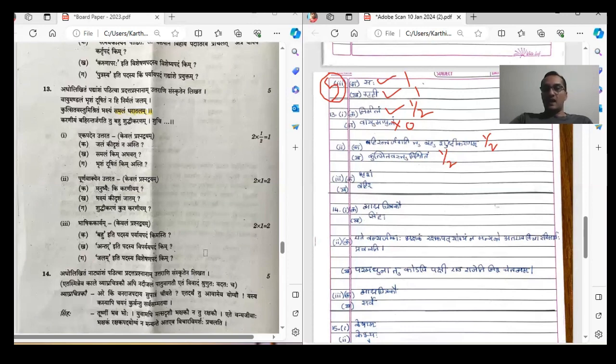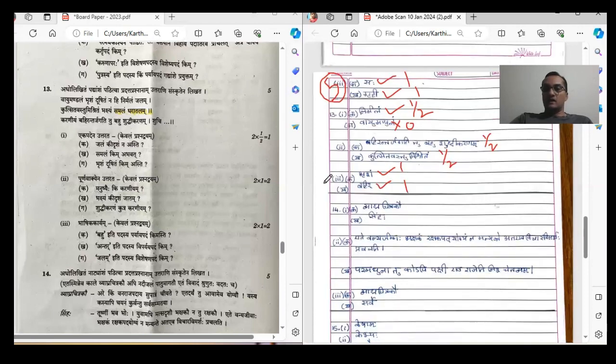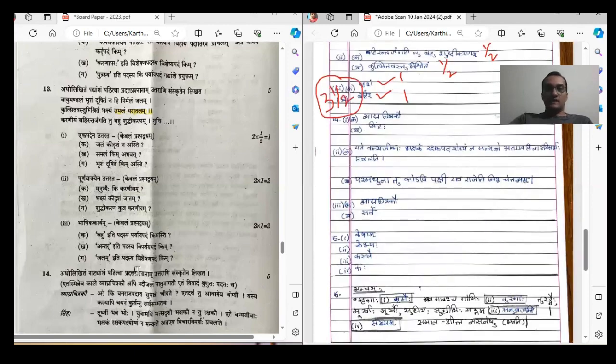Bahu iti padasya paryaya padam bhrisham. It is correct. Again, ma should be written at the end, but it can be ignored. Antar iti padasya viparyaya padam bahir. Even that is correct, 1 mark. 1, 2, 3, and half. So this main, the student gets 3.5 marks out of 5. So that total is written here and I'm circling it. Next one.